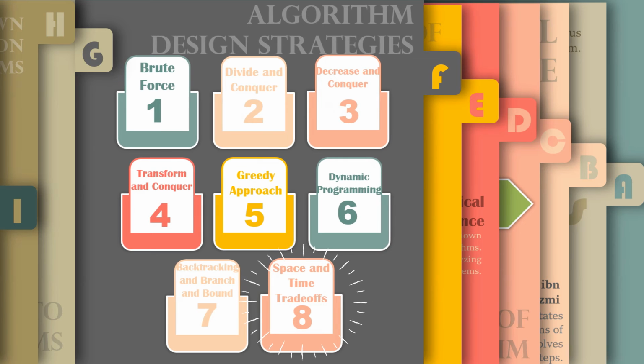Lastly, number 8, which is the space and time trade-off. Space and time trade-off is inversely proportional because you can decrease the time complexity of your algorithm in exchange for greater space, or consume less space in exchange for slower executions.